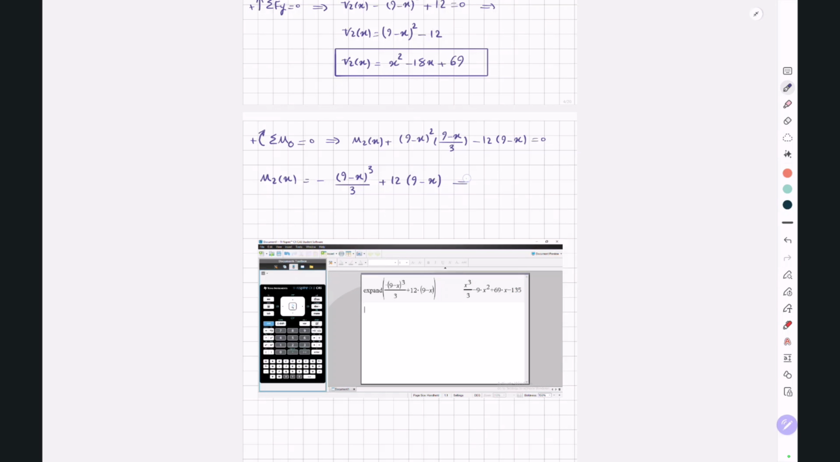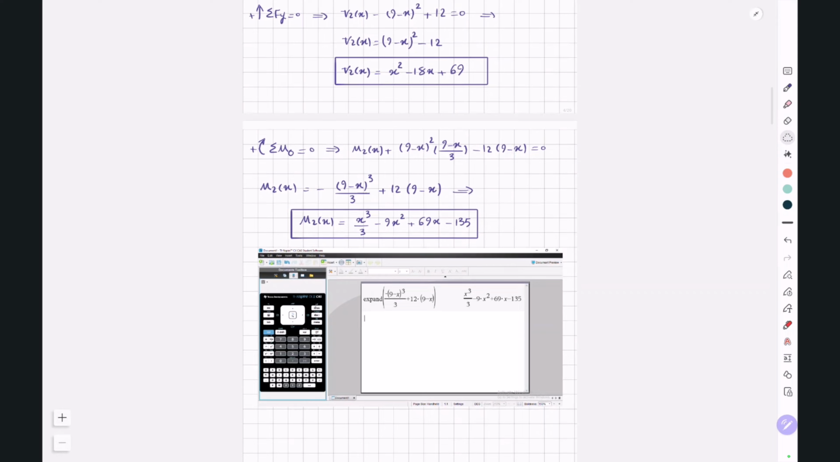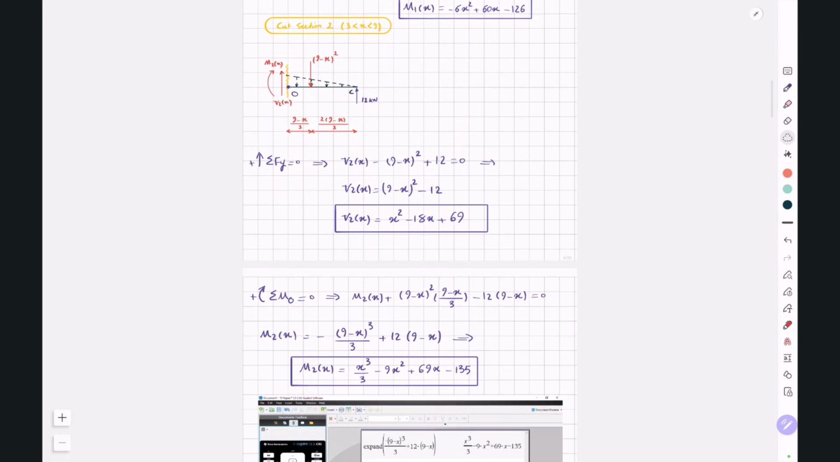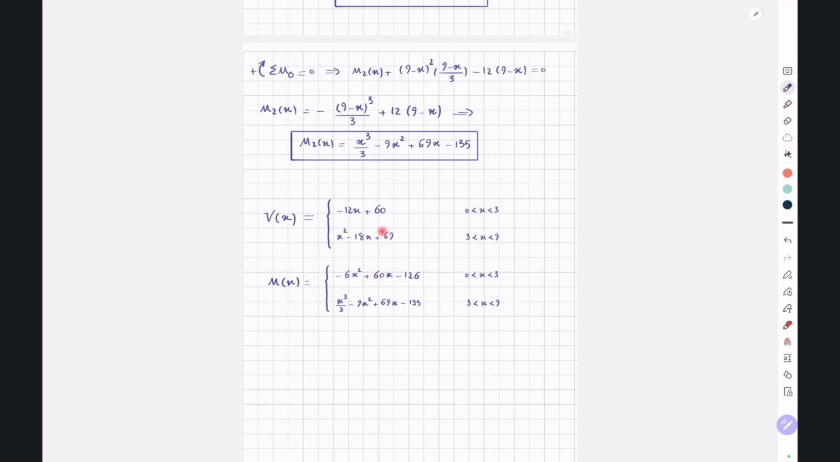So for x between 3 to 9, we can determine our bending moment using this cubic function here. And now we can summarize our result using these functions here. All right, now let's draw the shear force and bending moment diagrams using these functions.